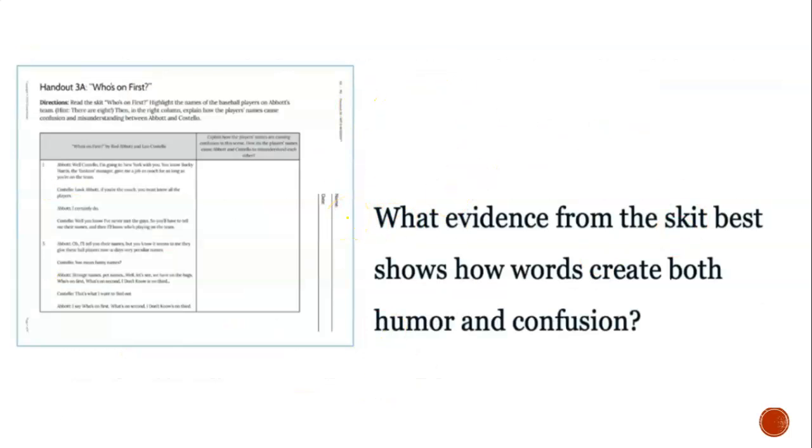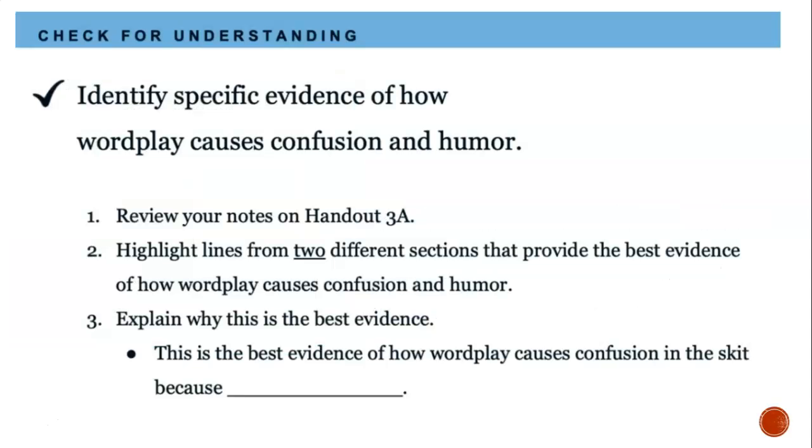So what I want you to think about is what evidence from this skit best shows how words create both humor and confusion. So what you're going to do is go through the whole skit, all of the pages, and read over the entire thing. You're going to review your notes on handout 3A. You're going to highlight lines from 2 different sections that provide the best evidence of how wordplay causes confusion and humor. Explain why this is the best evidence. You can use this sentence starter: This is the best evidence of how wordplay causes confusion in the skit because.